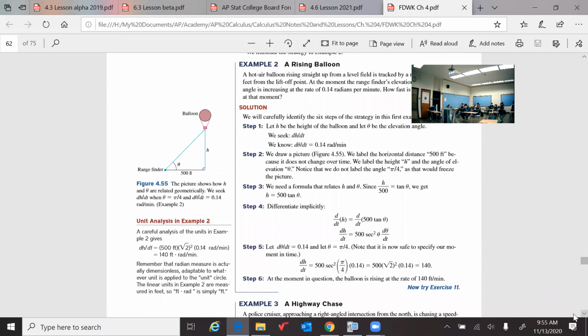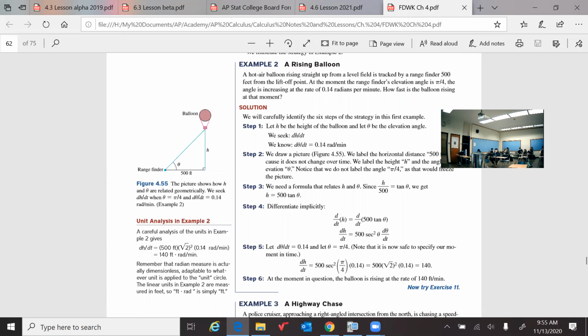So here's the picture, right? And the question says, the hot air balloon is going straight up. And it's 500 feet from this spot on the ground, 500 feet horizontal. So it's a triangle like the question when you first started. Okay? At the moment this angle right here is pi over 4, we're telling you the change in the angle. How fast is the balloon going up?